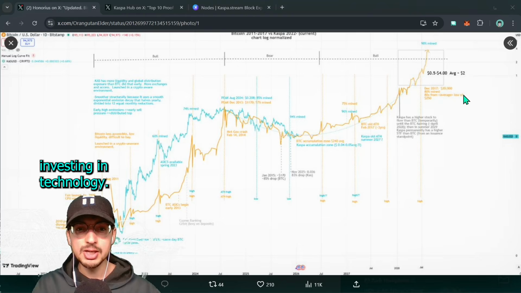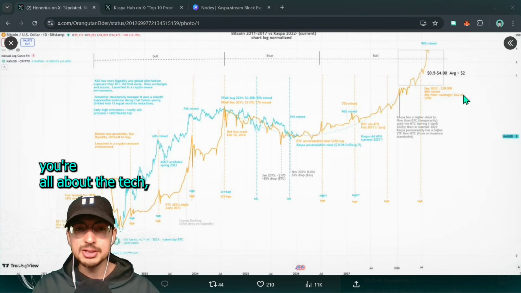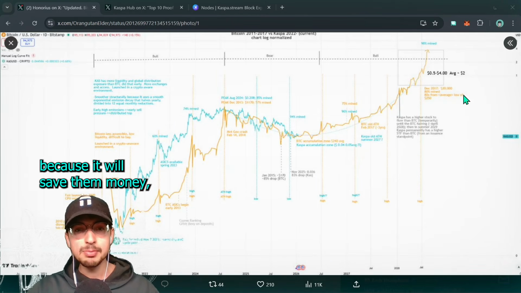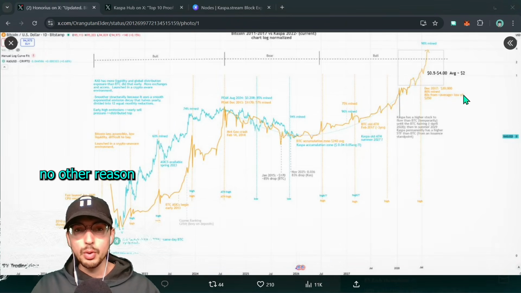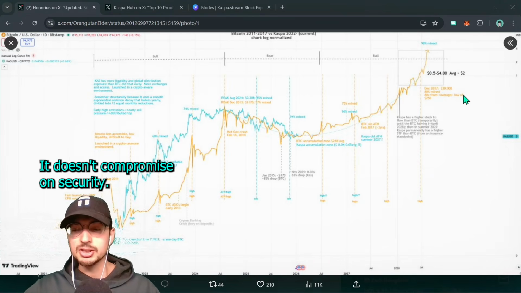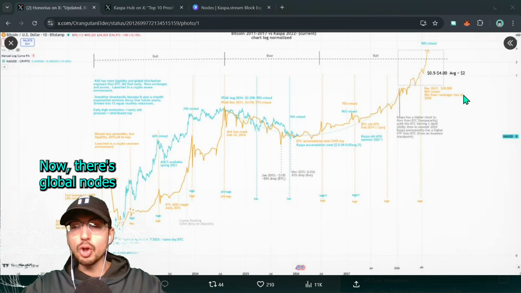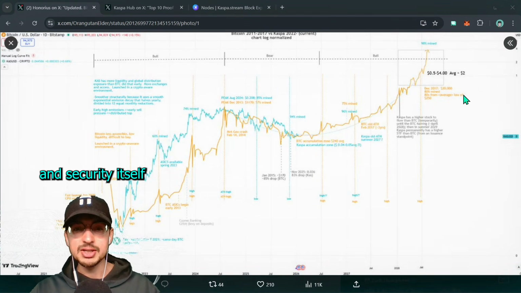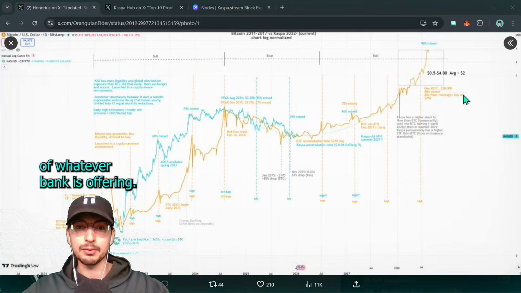I mean, you're here investing in technology and you could say you're all about the tech, but at the end of the day, we're all about money. And these banks want to use Kaspa because it will save them money. No other reason. It saves them money and it doesn't compromise on anything. It doesn't compromise on security. It actually increases the security. Now there are global nodes across the world. There's not just a few data centers. And security itself could even be much better than the security of whatever bank is offering.